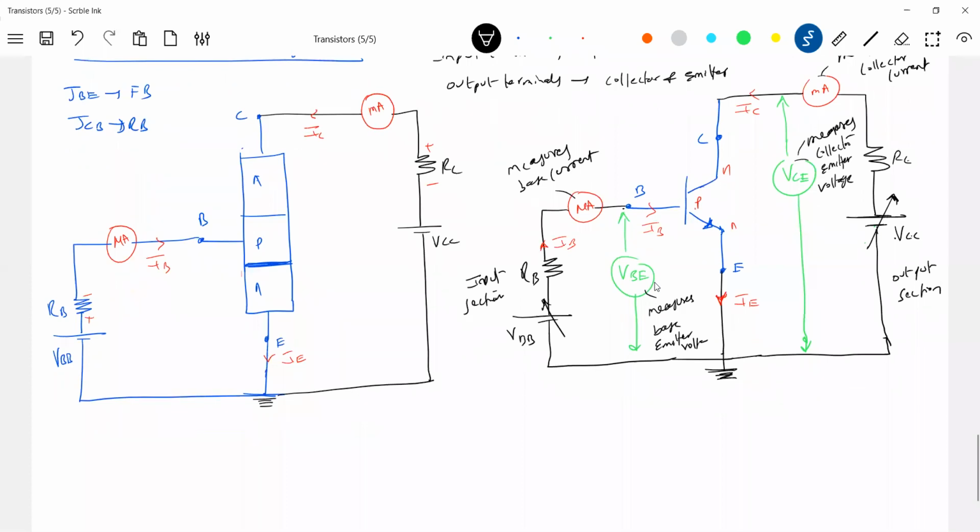So there are three important things here. What is applying KCL? IC plus IB equal to IE. I'm trying to generate problem solving skills now.